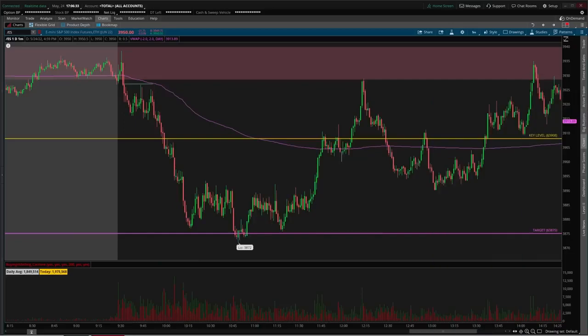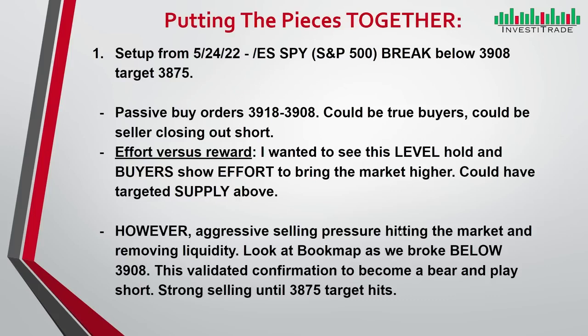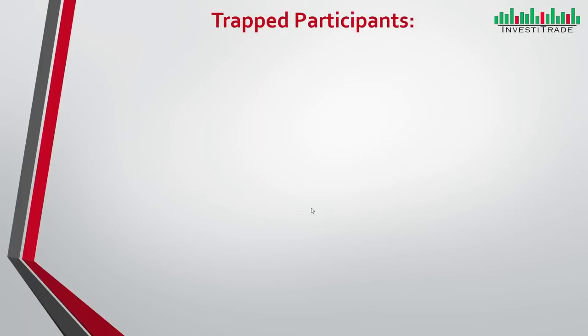So that was the setup from today, and I also want to show you a setup. Aggressive selling hit the market, removed liquidity. Bookmap broke below 3908. This validated confirmation to become a bear and play short. Strong selling until 3875 target hits.